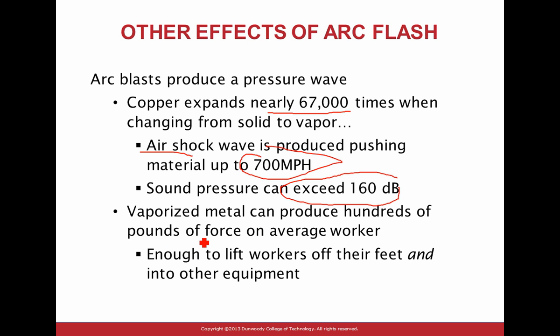It can produce hundreds of pounds of force on the average worker, and it pushes you. We'll talk about why they don't have a category higher than category 4. They have 0 through 4 because the categories are meant to protect you from the arc flash, the blast. After category 4, you will survive the arc, but you cannot survive that push. It will kill you.